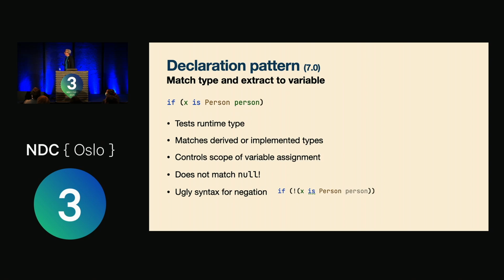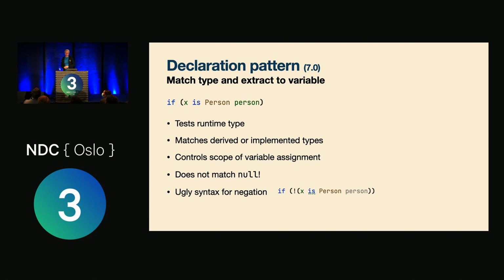It requires casting before use. And so for that, we need to use a declaration pattern. And again, I'm sure people are very familiar with this one. If x is person, then assign it to a new variable called person. This tests the runtime type again. If the value is null, then it doesn't match. And so we would get false in this. You wouldn't go into the if statement.